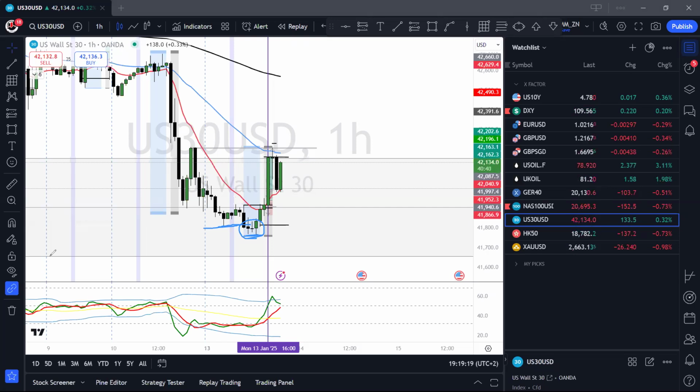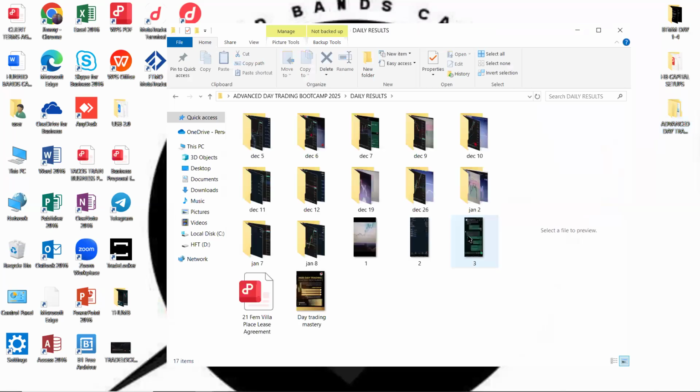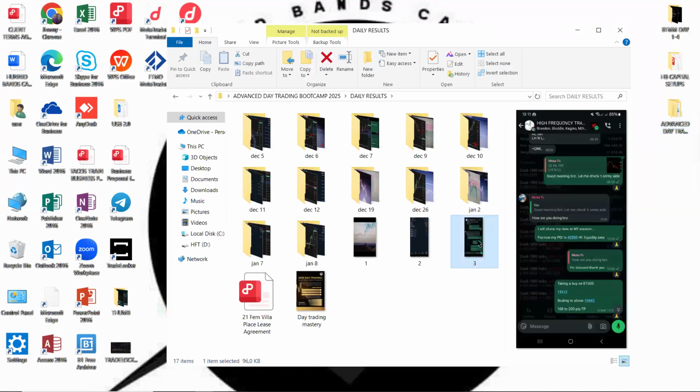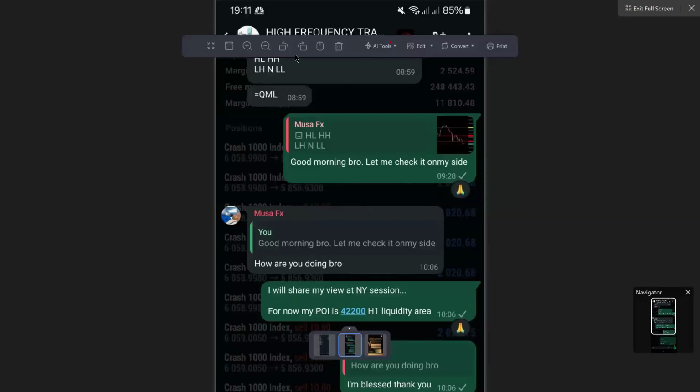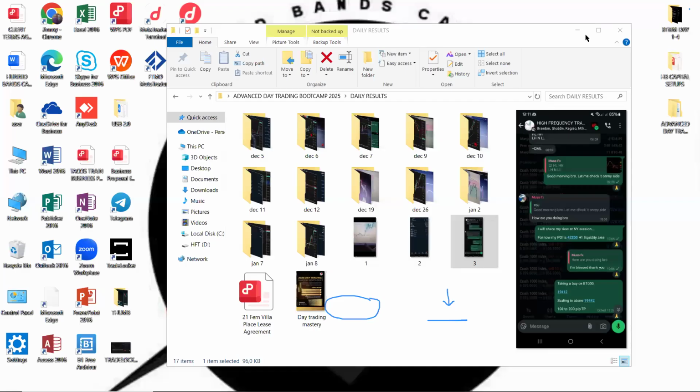So let me quickly show you what our view was in the morning. I think someone shared their setup. They also shared a buy. In the morning, my view also wasn't quite clear, but I had a point of interest of 42,200. This was at 10 in the morning, like at London Open. I had my point of interest at 42,200 on H1.